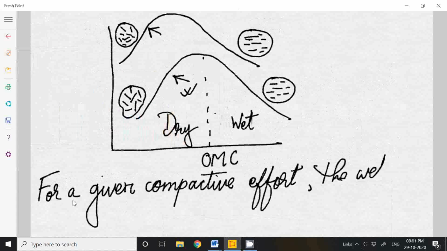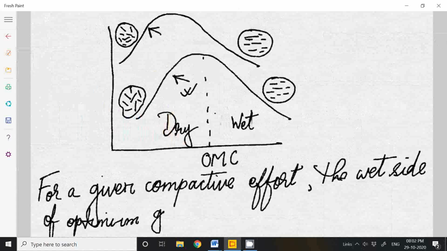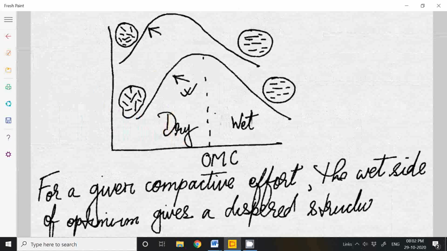The wet side of optimum gives a dispersed structure.